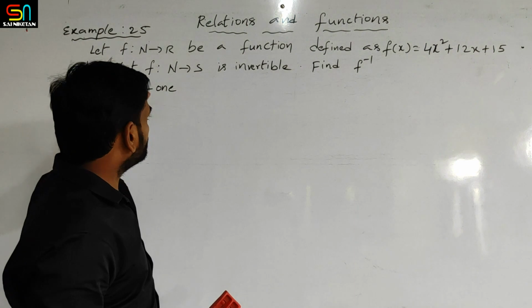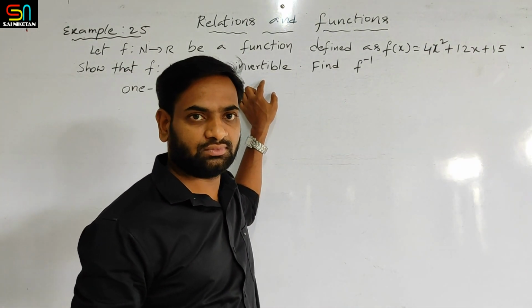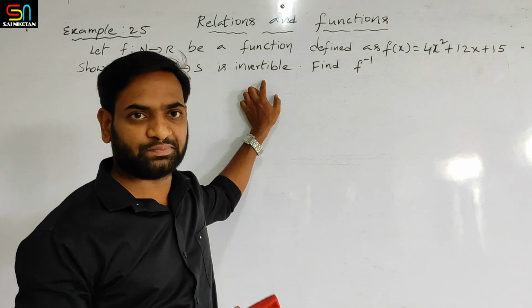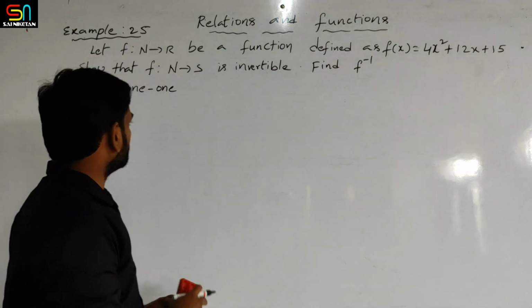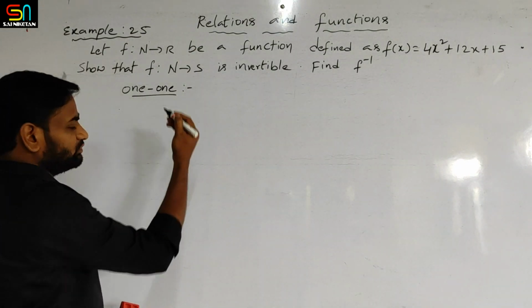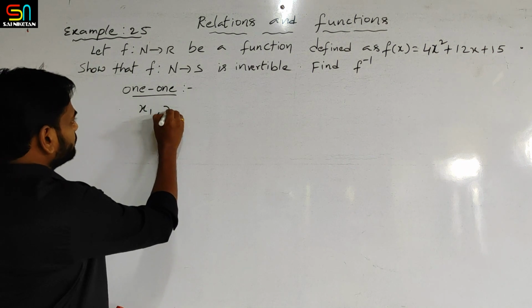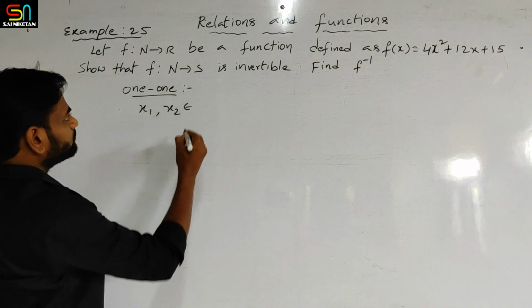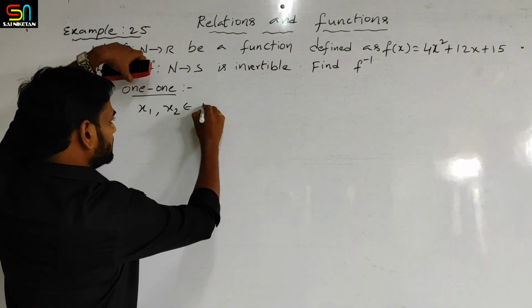To prove f is invertible, we have to prove it is bijective. How can we prove it is bijective? By proving it is one-one and onto. That's why I am starting with one-one. Now here, two values are taken, x1 comma x2 belongs to what is the domain? Domain is natural numbers.